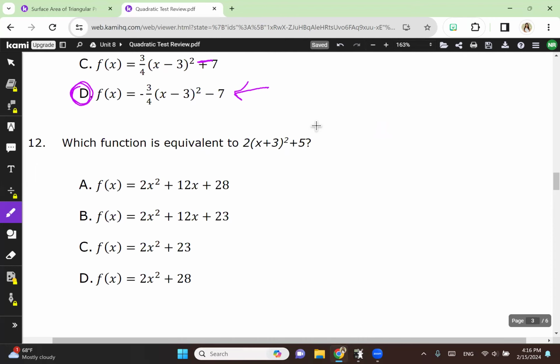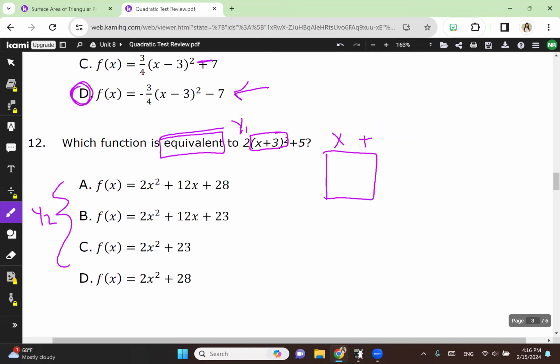Which function is equivalent? Equivalent meaning they are equal. So that's a long way to solve this. You can always type this into y1 and type these into y2 to see which one is the same as this. Or let's solve it in vertex form. You always want to start with the box method.